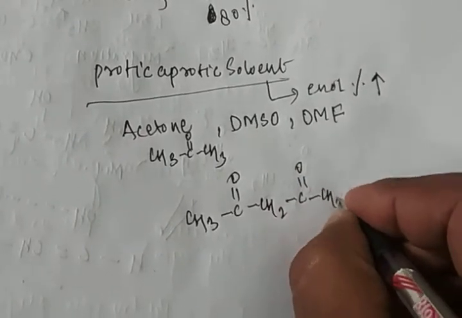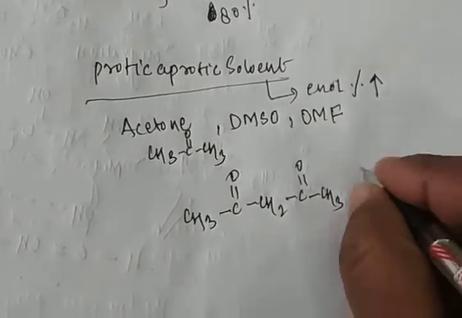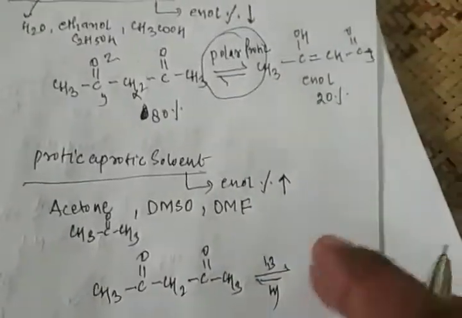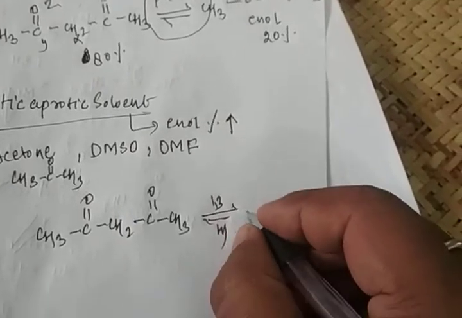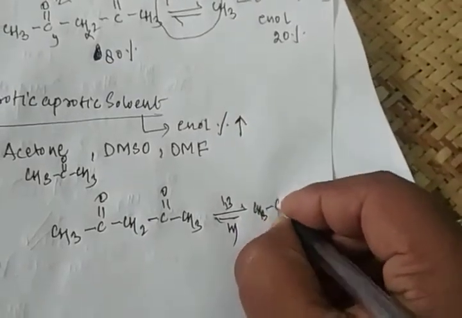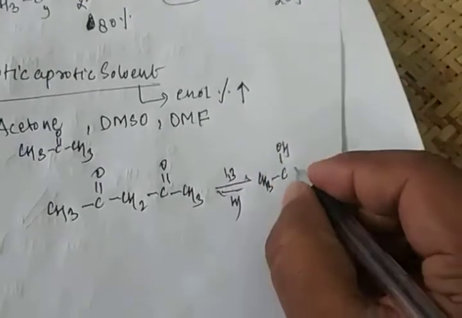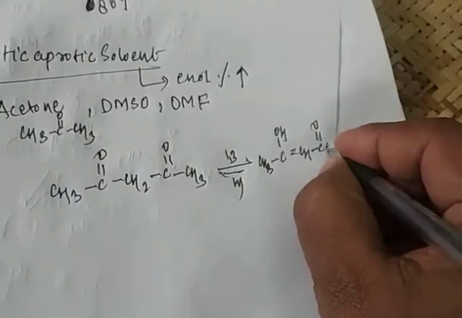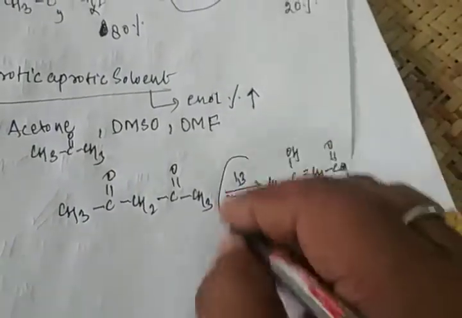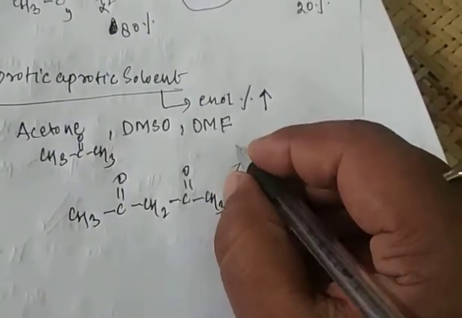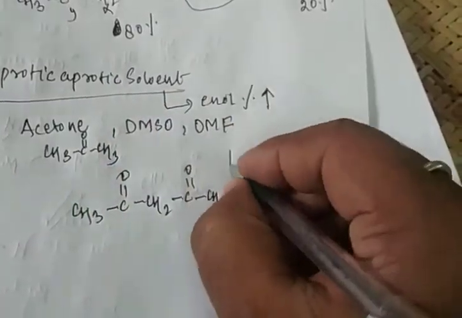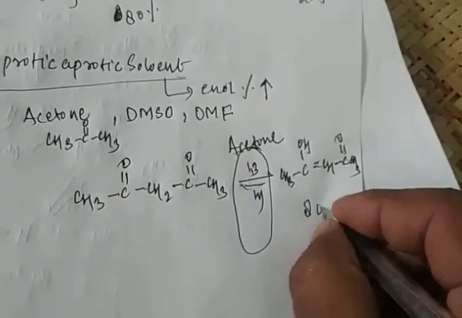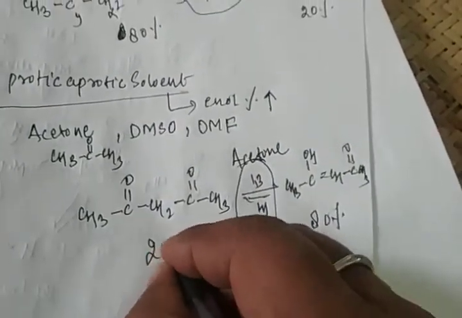In this case, same reaction is there, 1,3 hydrogen migration is there. So now the product is same. CH3, C, there is OH, there is double bond CH, there is C double bond O, and there is a single bond CH3. Again same formula. But this reaction is in the presence of polar aprotic solvent like acetone. Now in this case, this compound is 80% and this compound is 20%.